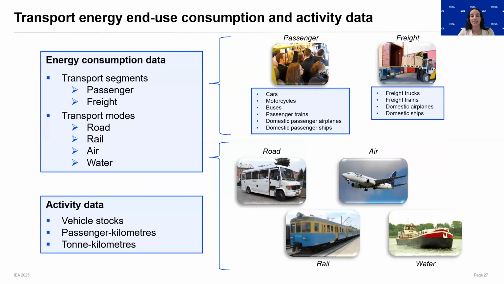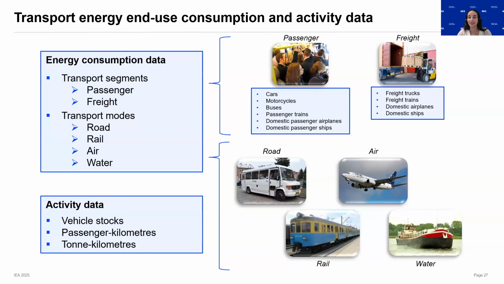usage. That's why here we also collect energy consumption data, which can be split into 2 segments, passenger and freight, as well as by mode, which can be road, rail, air, and water. In the passenger segment, passenger transport can be split further by vehicle type, for instance, between passenger cars, buses, and motorcycles, but also domestic passenger airplanes and ships. And freight transport can be split by trucks, trains, airplanes, and ships.